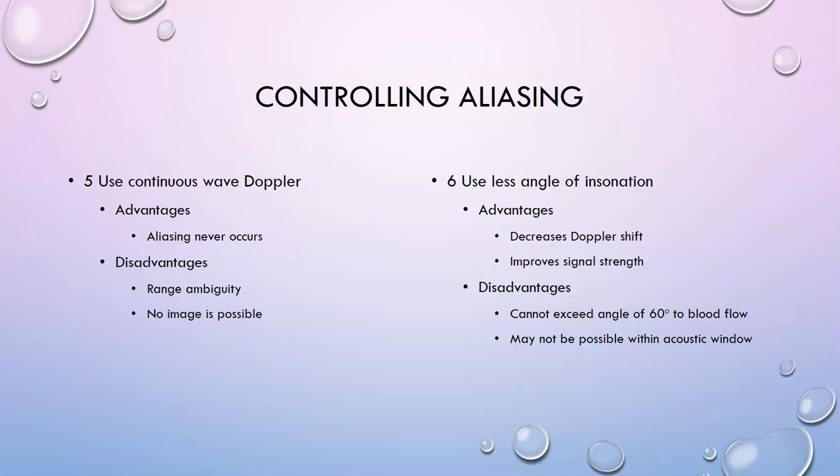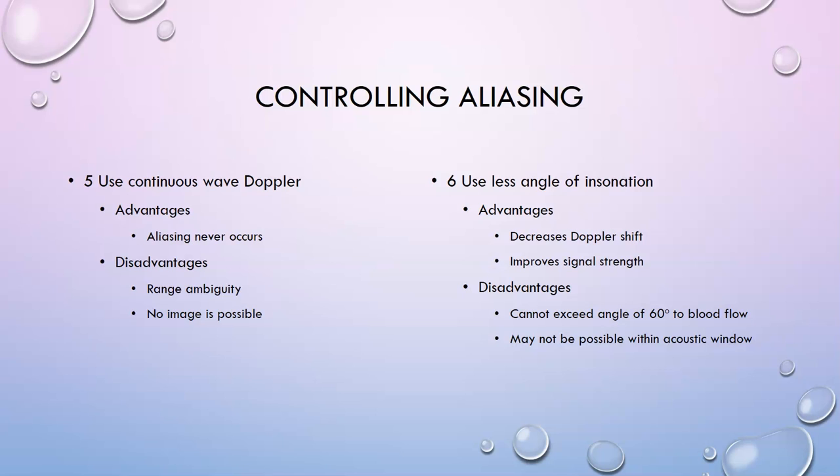Fifth, you can utilize continuous wave Doppler. Advantage, you never get aliasing with continuous wave Doppler. There's a significant disadvantage though, and you get range ambiguity and no picture. In our profession, picture is everything, so that's usually not acceptable in any imaging department.